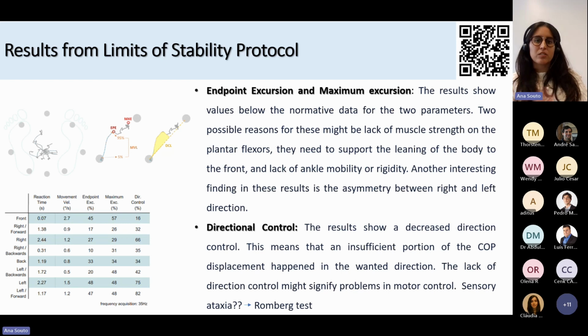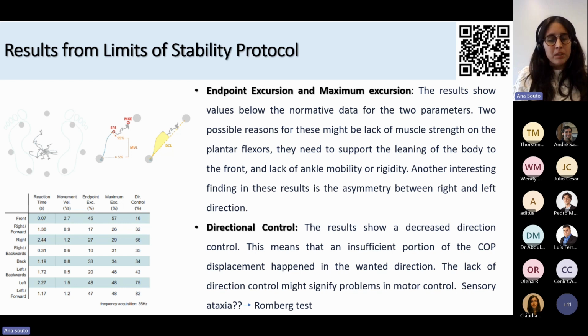Okay, so moving on to the other parameters. Now we have two parameters that measure the displacement: the endpoint excursion and the maximum excursion. The endpoint excursion is the first point reached without adjusting the movement, without slowing down. So it was the first try. The maximum excursion is the maximum distance that the person achieved after adjusting something in the movement, like slowing down or adjusting the direction, but it is the maximum point that the person reached.